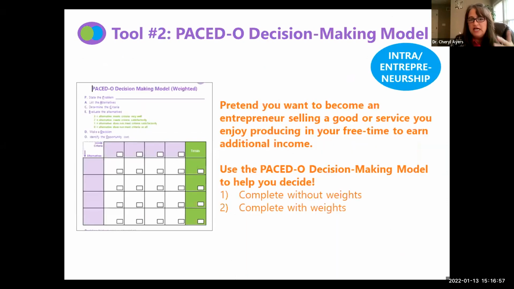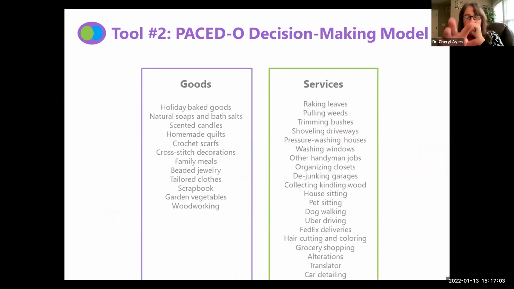So the question is, pretend you're an entrepreneur. And now let's figure out what good or service you want to sell. And lots of times when your students haven't done a lot of thinking about how they could be an entrepreneur, you have to give them some examples. So over in the services column, that usually requires the least amount of startup costs. Maybe you just want to go rake leaves or shovel snow, pull some weeds. I could use some help with that in my yard and get paid to do it.